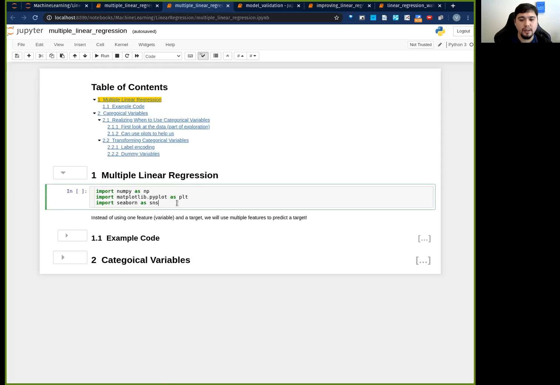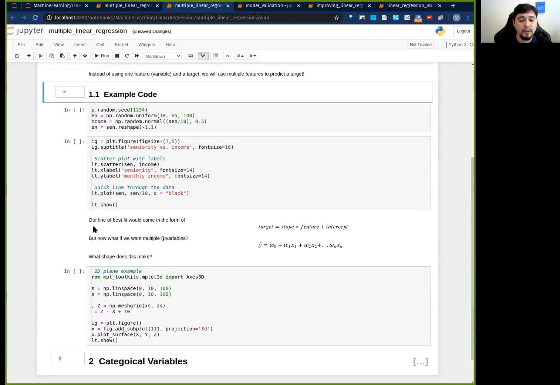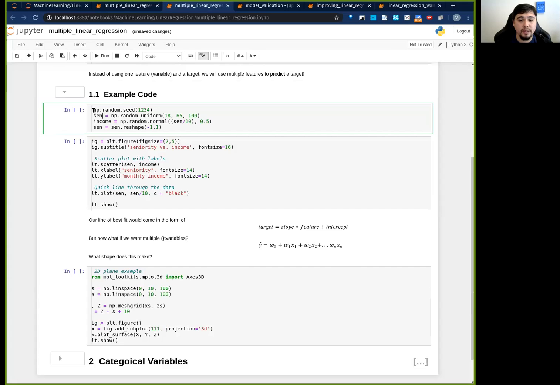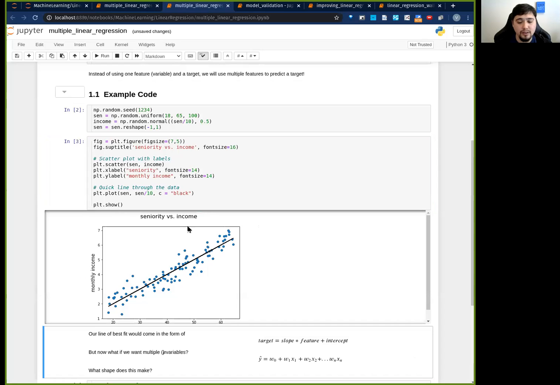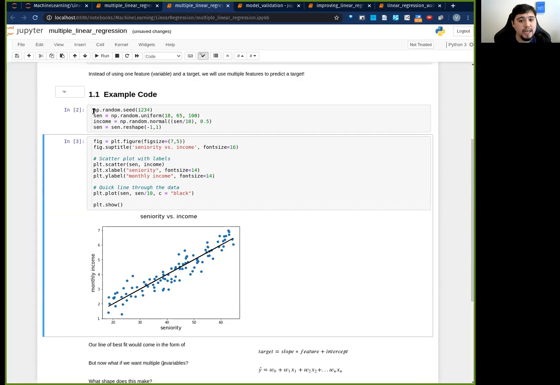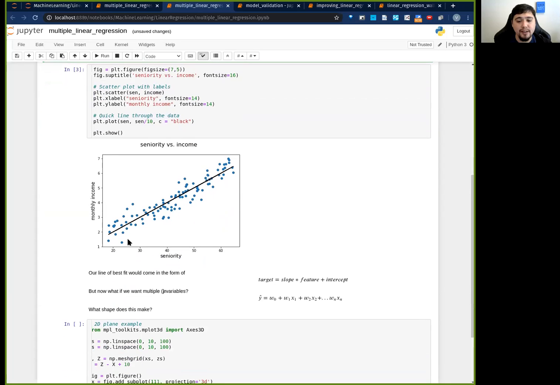So going through, we're going to import our normal libraries and everything like that. And again, instead of using one feature, we're going to use multiple features. I'm going to go through some example code here, and just know that most of this is creating some random data. Note that there's nothing special about this data by itself. We can quickly look at what it looks like. Again, this is not real data, I just generated it right here. You can see that I'm defining it as seniority and then maybe monthly income. So in general, as seniority increases, monthly income increases.